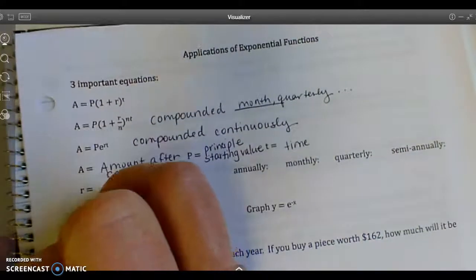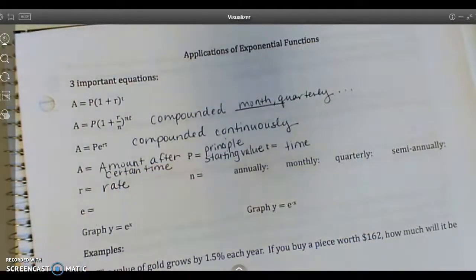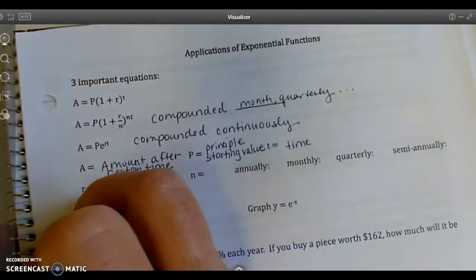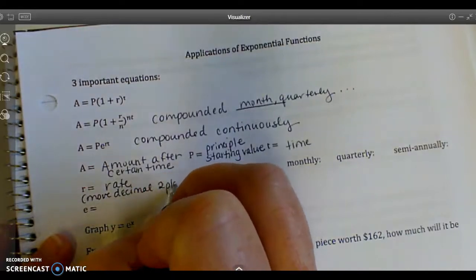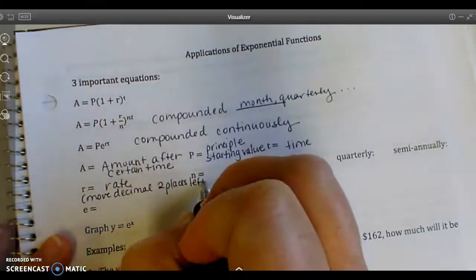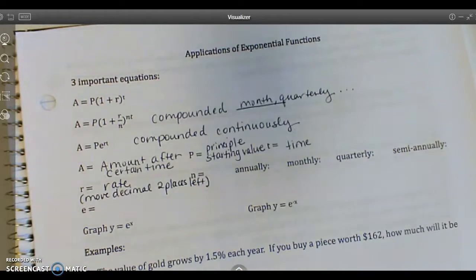Okay, R is your rate. Now, when the problem is given to you in a percentage, you have to divide by 100, or you have to move the decimal over 2 places to the left. So, if it tells me that my interest rate is 15%, it's already in a percentage form, then I'm going to move my decimal to the left and I'm going to get 0.15. So we'll see that as we work.